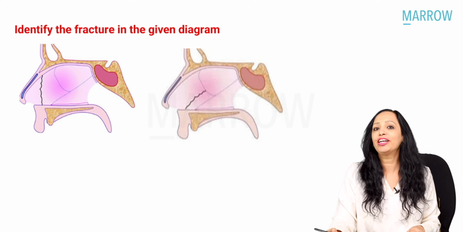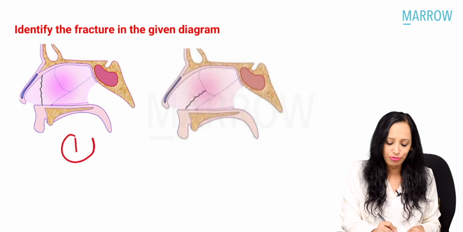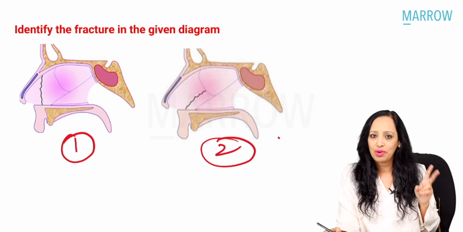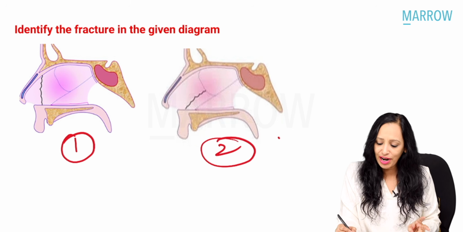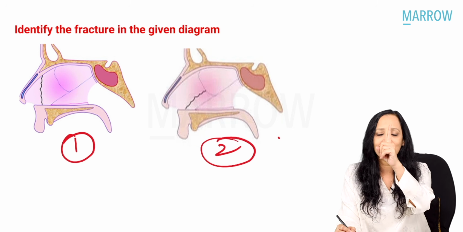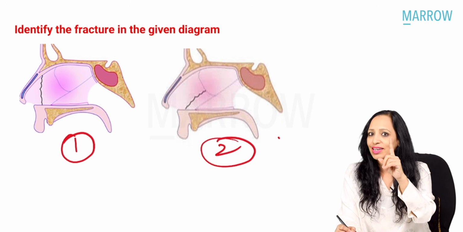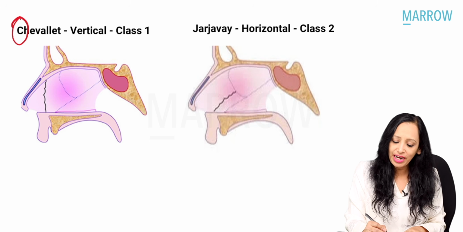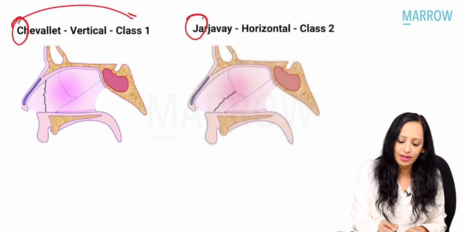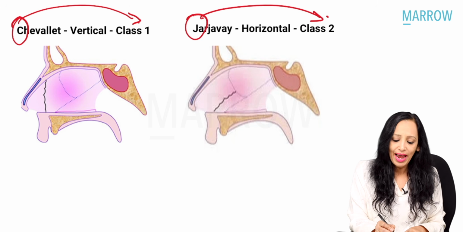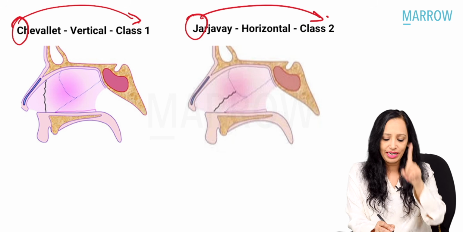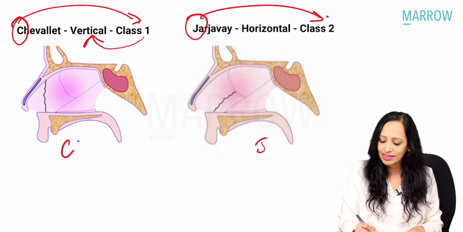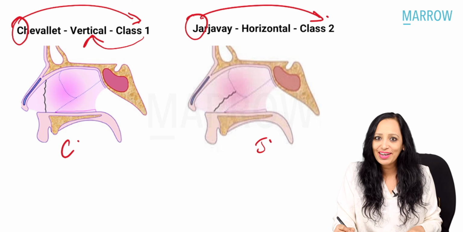The next question, identify the fracture in the given diagram, and we have 1 and 2. Tell me what is 1 and what is 2? Yes, one is a vertical fracture, two is a horizontal fracture. Vertical is like 1. So that is the Chevallet fracture. C comes earlier, J comes later. So C is 1, J is 2, and 1 looks like vertical, so this is vertical. Yes, so this is the Chevallet and this is the Guerin fracture.